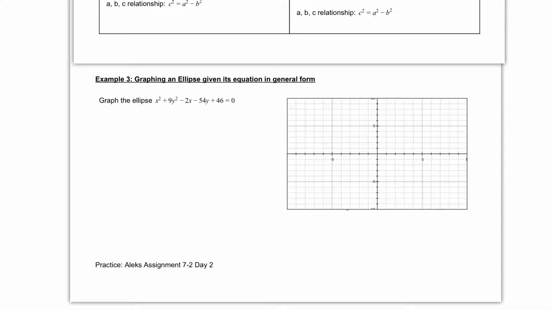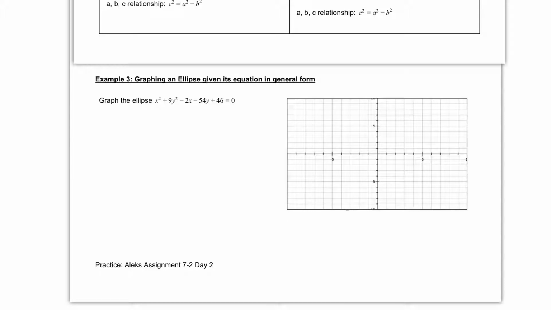In example 3, we're going to graph the ellipse x squared plus 9y squared minus 2x minus 54y plus 46 equal to 0. But this time we are in general form instead of in standard form. So just like our parabolas and our circles, we had to complete the square to get it in standard form. We're going to do the same thing with our ellipse.